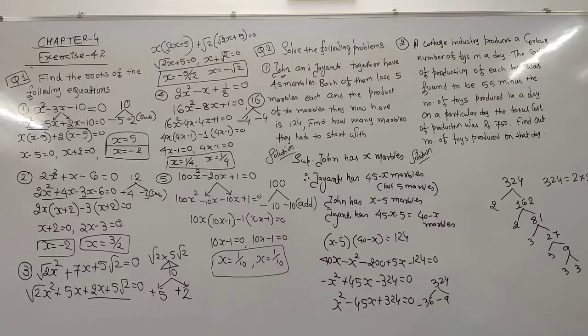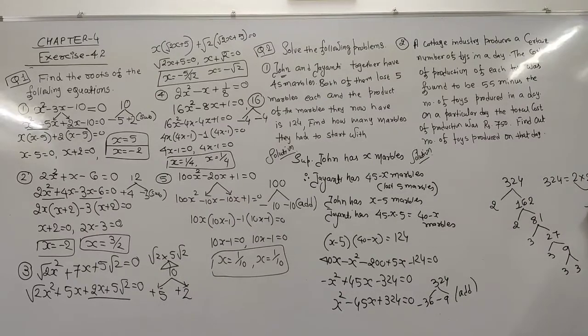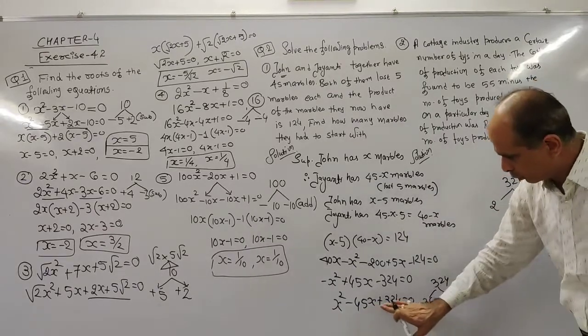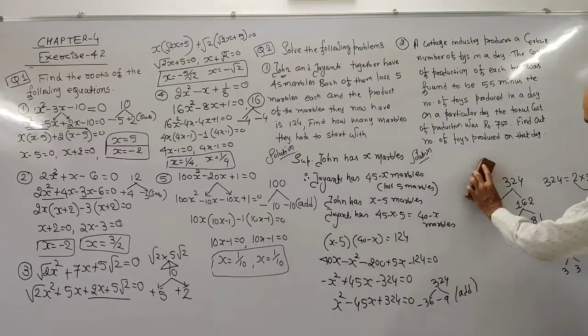Now you need 45. So 3 3s are 9, 2s are 18, 2s are 36, and 3 3s are 9. In this way you can prepare two pairs such that their addition is 45. So here it is minus 36, here it is minus 9, and if you add this you get minus 45. In this way you can decide two factors of 324 such that the addition is 45.